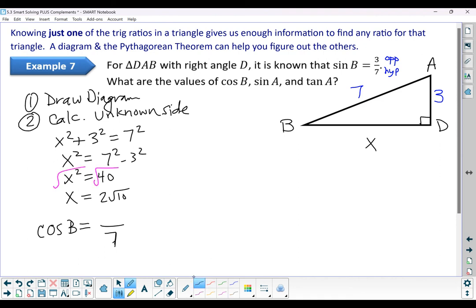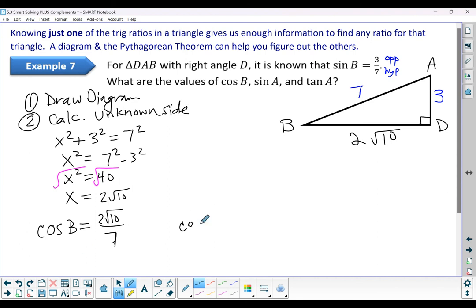So this third side down at the bottom that I wasn't sure the length of before, it's length 2 root 10. So the cosine of angle B is the adjacent leg to angle B over the hypotenuse, which is 7. So my cosine of B is going to be 2 root 10 over 7. Sometimes these fractions might reduce, but sometimes they don't, and this one does not reduce.